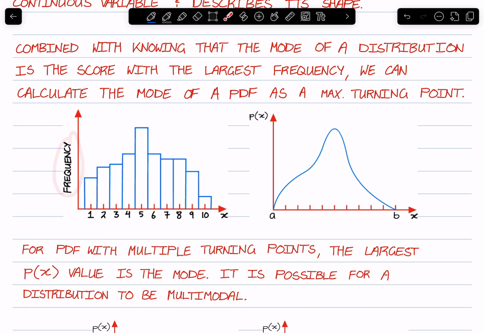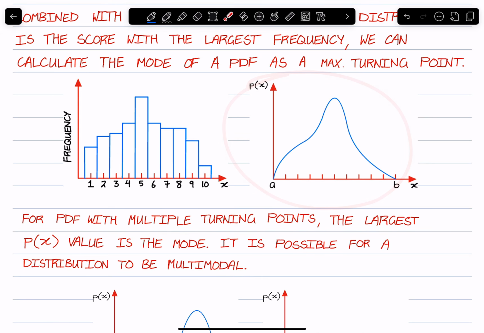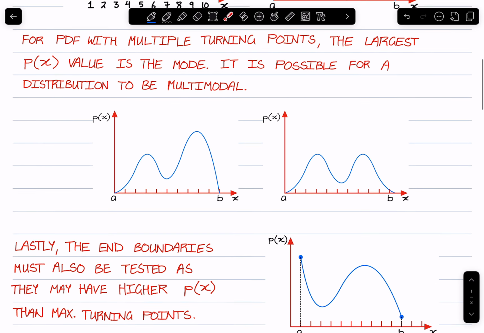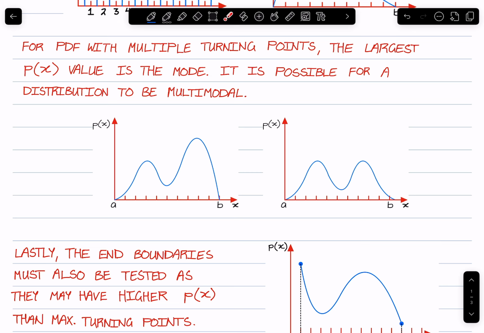Now you can see here that in this histogram or data set, the mode is clearly 5. Comparing that to a PDF which has a curve, whatever this x value is, let's call it x1, x1 would be the turning point of this PDF and the mode. Now for a PDF with multiple turning points, the largest P of x value would become the mode, and it's possible for a distribution to be multimodal.